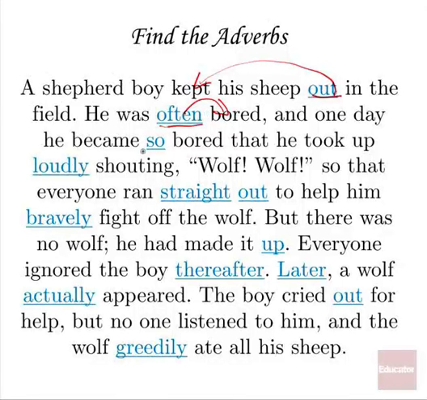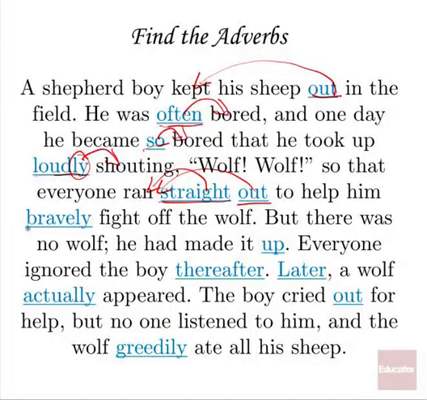And one day he became so bored. To what degree was he bored? So bored that he took up loudly, there's that ly ending, shouting. Loudly modifies shouting. How was he shouting wolf, wolf? He was shouting it loudly, wolf, wolf. So that everyone ran straight out to help him. Okay, so those both modify ran. How did they run? Straight out.